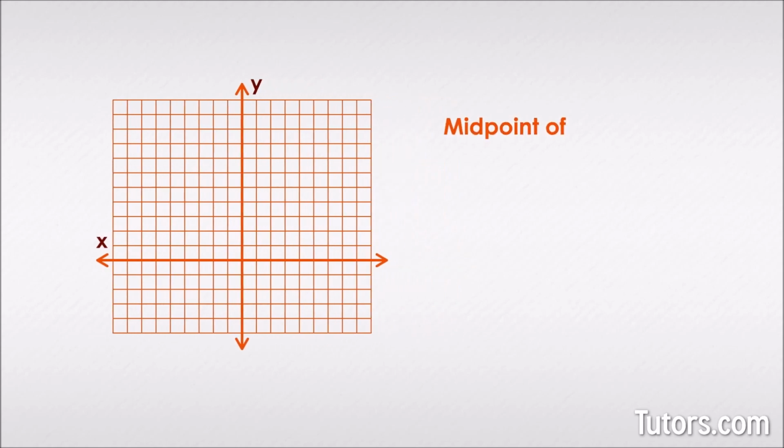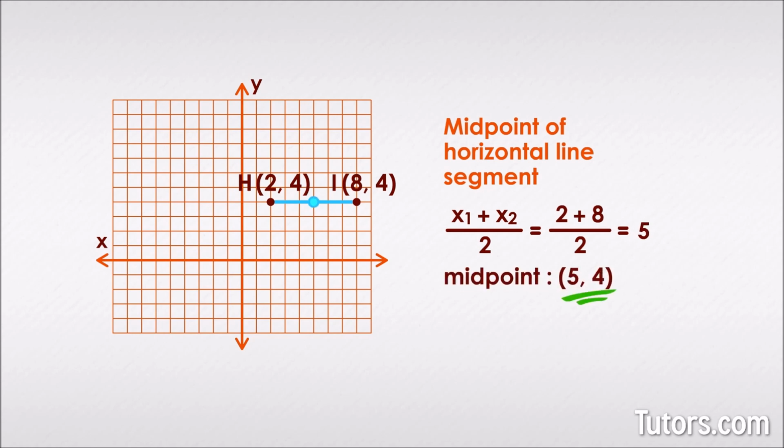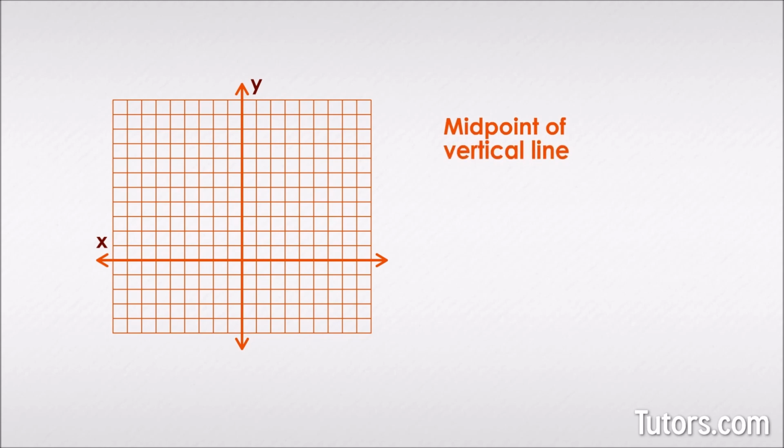To calculate the midpoint of a horizontal line segment, focus on the x values, add them, and divide by 2. You have x1 plus x2 divided by 2. For this example, we have point H at 2,4 and point I at 8,4. When we plug these into our formula, we see that the mean and the median, and therefore the middle or midpoint of the line, has an x value of 5. The midpoint is 5,4.